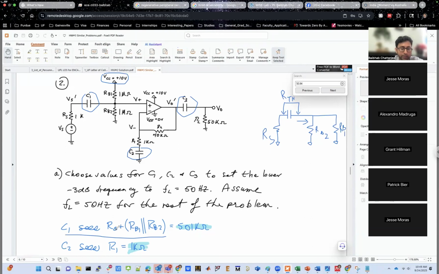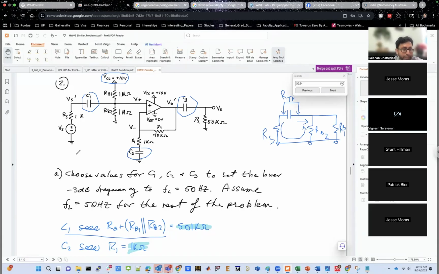The overall resistance that you see is RS plus RB1 in parallel with RB2, because you have your grounds all connected. On the left side, you have RS. On the right side, you have RB1 in parallel with RB2. So those two in the loop are coming in series. So C1 sees this much.